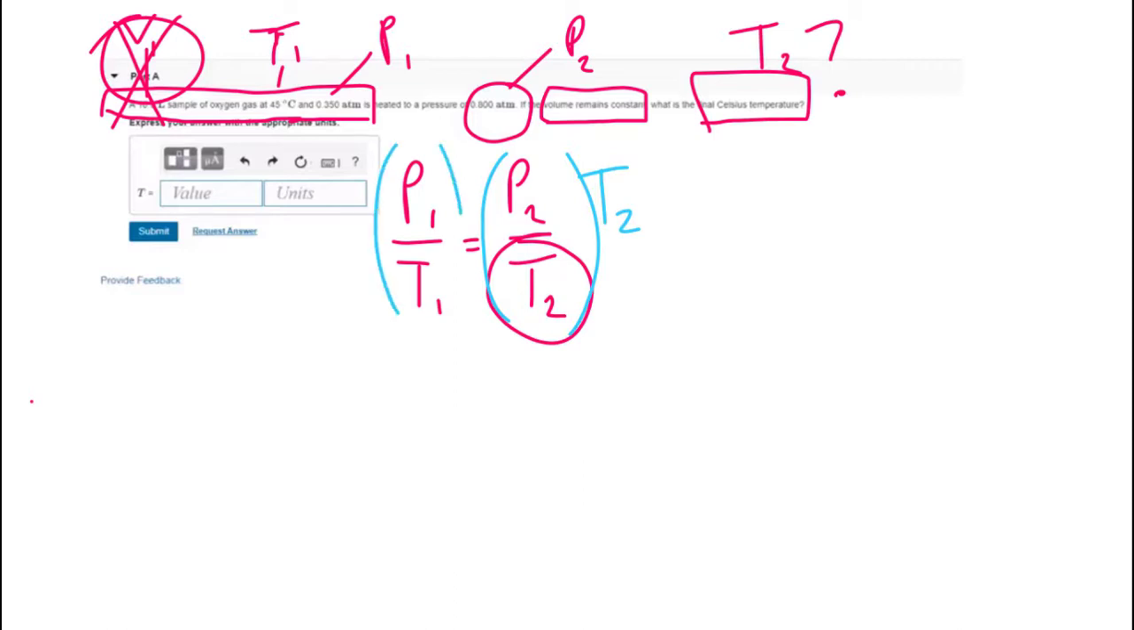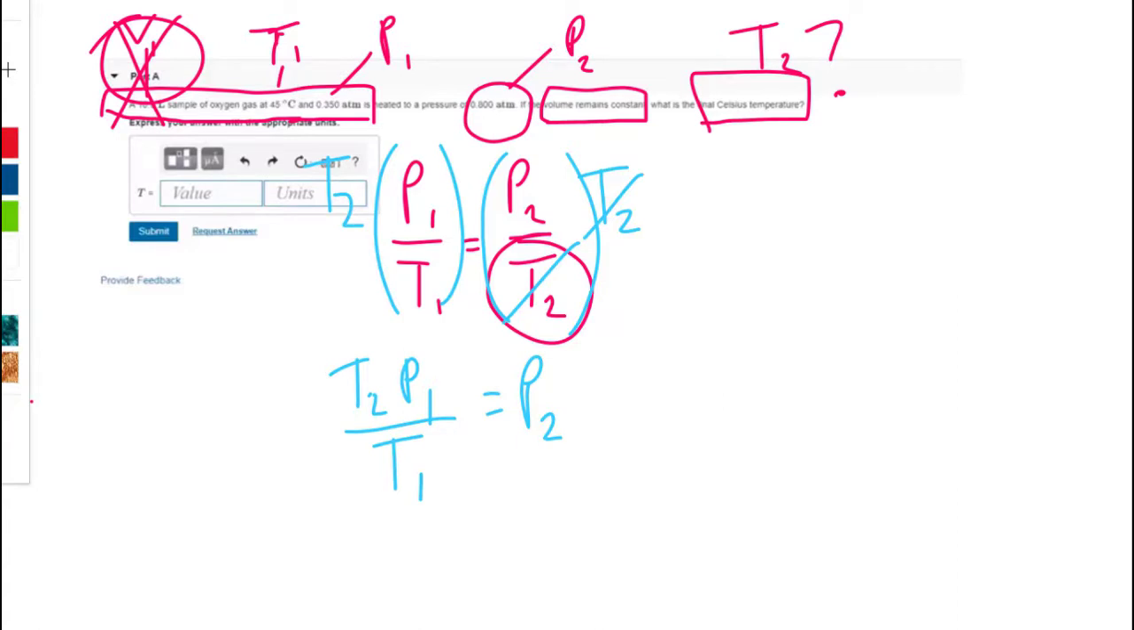Whatever I do to one side, I have to do to the other side. So I'm going to have T2 over here. So that crosses that off. So if I were to rewrite this, then I would just have P2 on the right, and on the left I'm going to have T2 P1 over T1. Well, that's great and everything, except I don't want to solve for pressure 2. I want to solve for T2, but notice I still have a fraction. I haven't solved getting rid of fractions quite yet. So let's get rid of this fraction on the left-hand side.